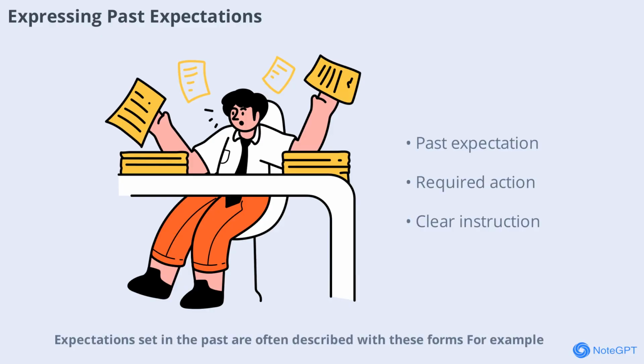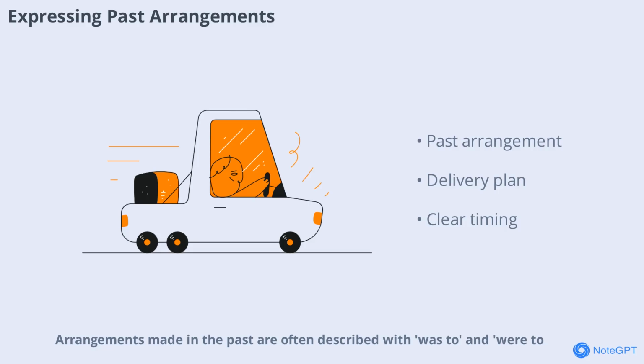Expectations set in the past are often described with these forms. For example, you were to complete the form before arrival. This makes it clear that there was an expectation or requirement. Arrangements made in the past are often described with was to and were to. For example, the car was to be delivered on Monday. This shows that there was a plan or arrangement regardless of the outcome.